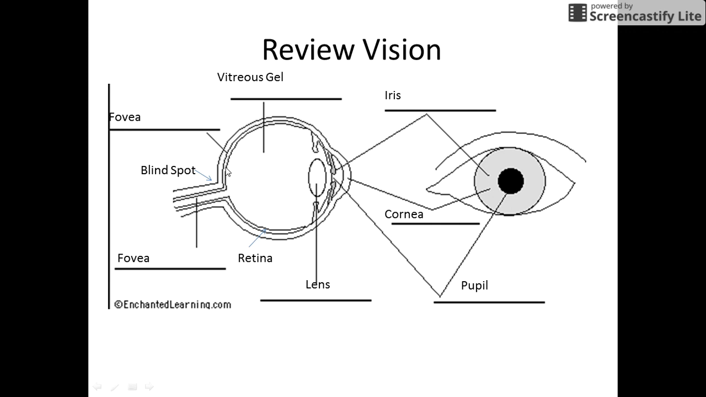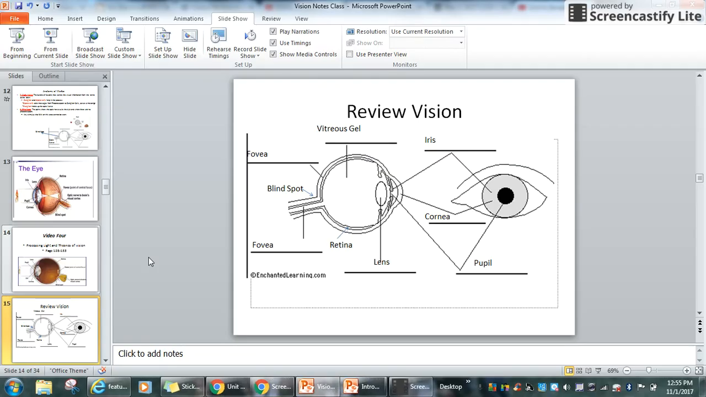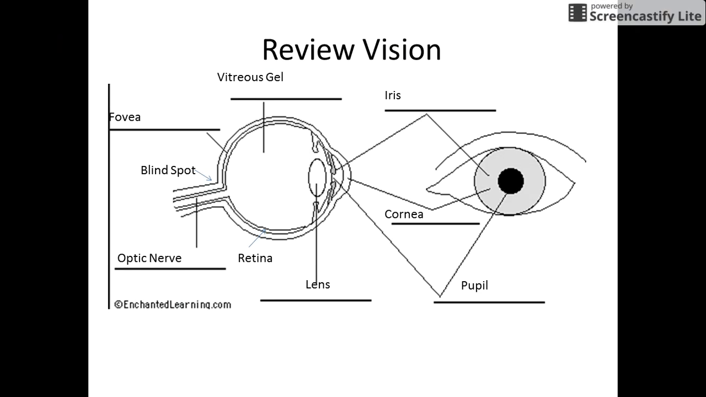And last but not least, it then exits the eye through the optic nerve. This is supposed to be labeled here, so you might want to change that and put optic nerve. The optic nerve, remember, is made up of ganglion cells that help send the message to the brain. The blind spot is the area where the optic nerve connects to the retina, and this is where vision can't be processed. Vitreous gel is what the eye is filled with. We don't need to know this, but it was included on your diagram.